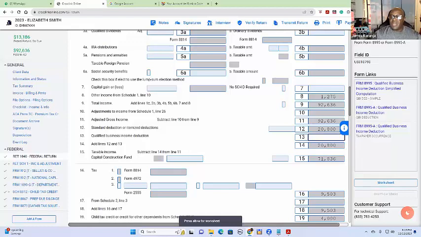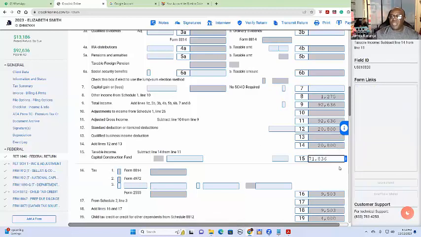Line 14, but at the moment they have 0, so it's 20,800 that is not being taxed. So what is their taxable income? Their taxable income is 71,836. That is the taxable income. That is what is going to be taxed.